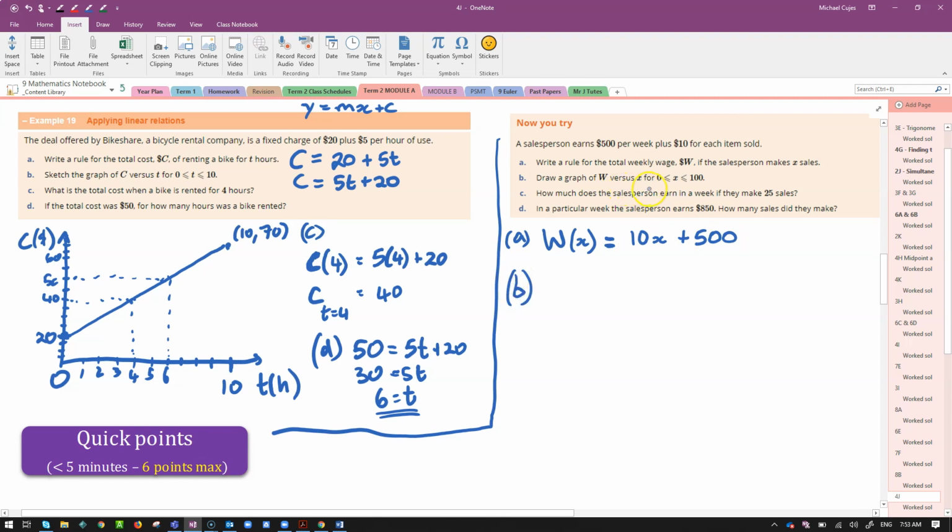Draw a graph of W versus X between 0 and 100. Okay, well, this is probably going to be less accurate. 2, 4, 6, 8, 10, 12, 14, 16. Let's go up by $200 lots. You get the idea there. That's my wage, and it's a dollar value. And this is my X, which is the number of items sold. And we're going from between 0 and 100. 20, 40, 60, 80, 100.